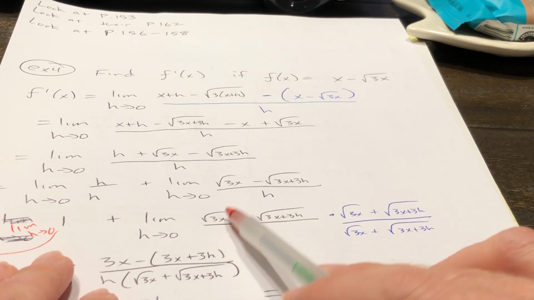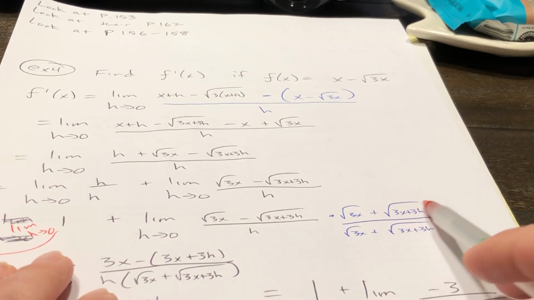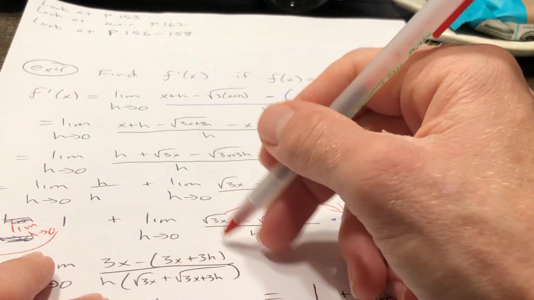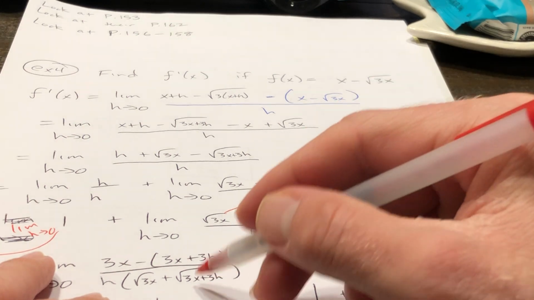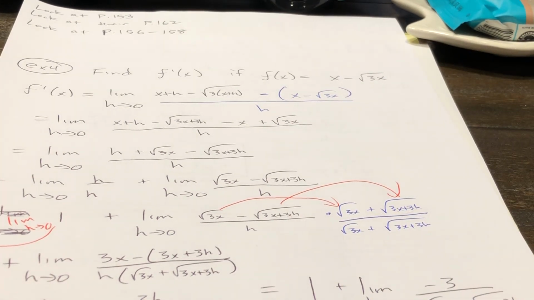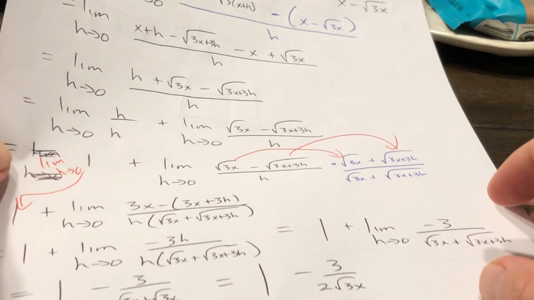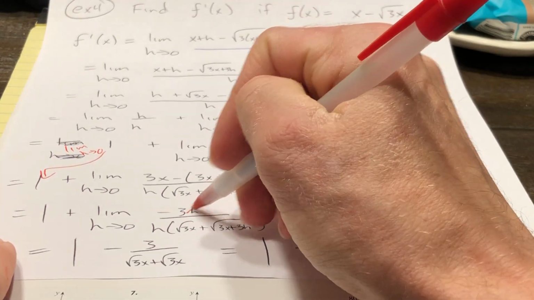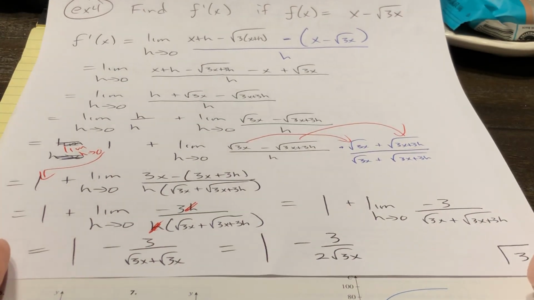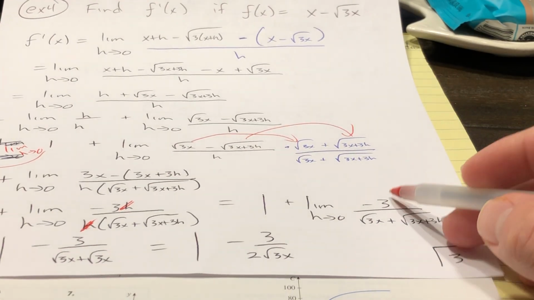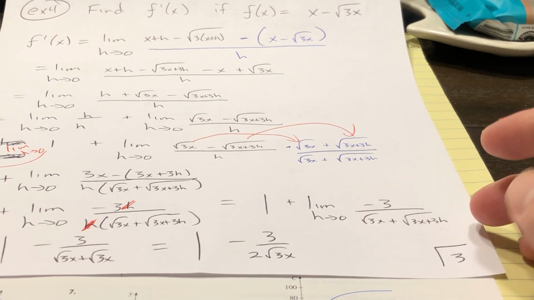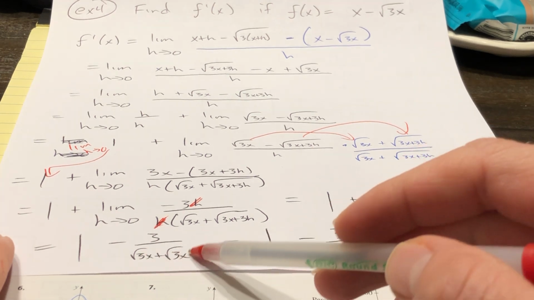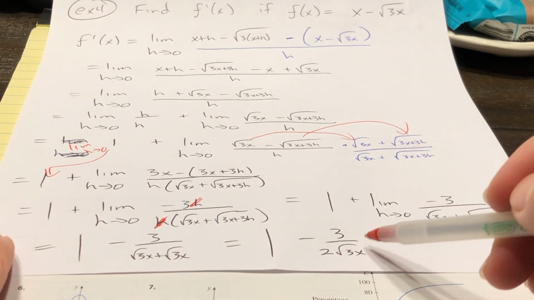Now I'm going to multiply by the conjugate of this, root 3x plus root 3x plus 3h. 3x minus this entire quantity inside the root. Be careful. The 3x's are going to cancel. Yay, leaving you with this. Then the h's are going to cancel. Yay. Which gives you this. Now I can let h go to 0. And if I have 2 of the root 3x's, that is 2 root 3x.